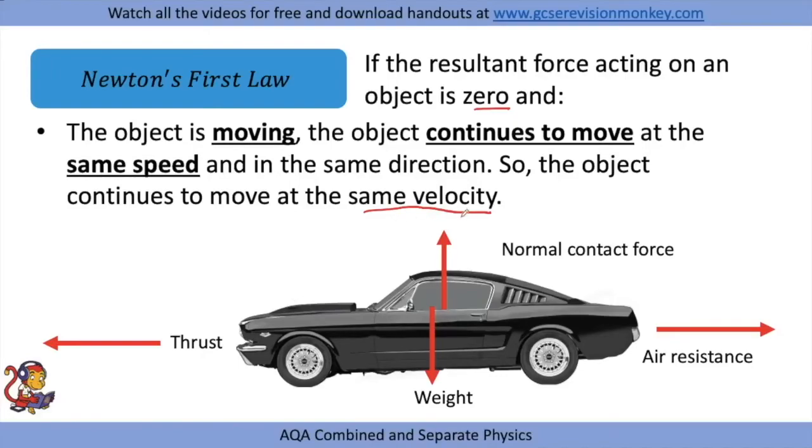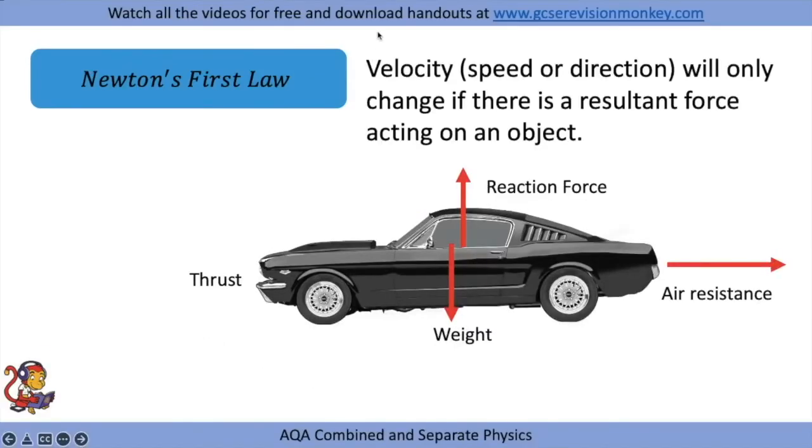So have a look very carefully to see whether the object is already stationary or whether it's already moving. Because if it's stationary and there's no resultant force, it will stay stationary. If the object's moving and there's no resultant force, it will just continue to move at the same velocity. The velocity of an object, so taking into account the size of the speed and the direction of the object, will only change if there is a resultant force acting on the object.